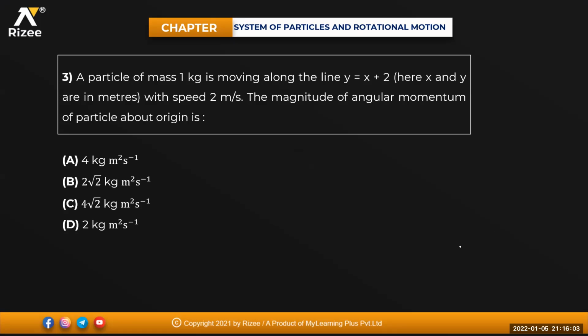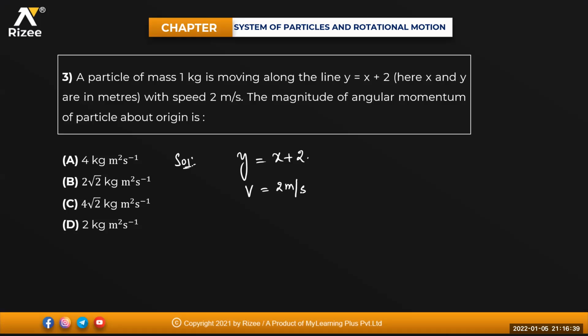Next question. A particle of mass 1 kg is moving along the line y is equal to x plus 2, where x and y are in meters, with a speed 2 meter per second. The magnitude of angular momentum of the particle about the origin will be equal to how much? Okay, given equation is how much? Y is equal to x plus 2, beta. Okay, with the speed, that means v is equal to 2 meter per second. The magnitude of the angular momentum of the particle about the origin is asked.